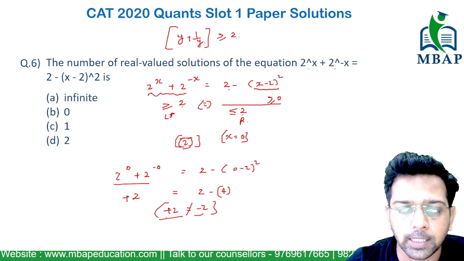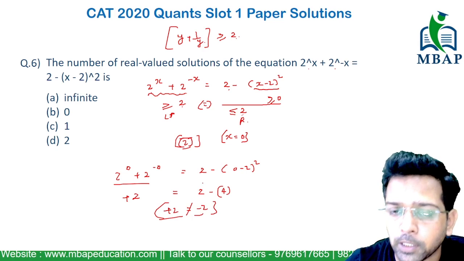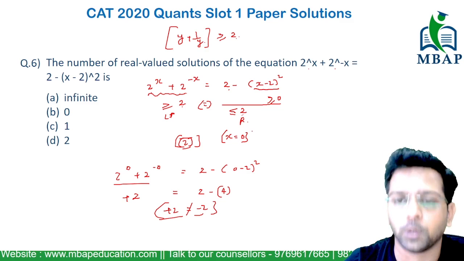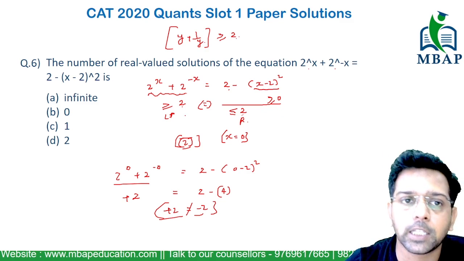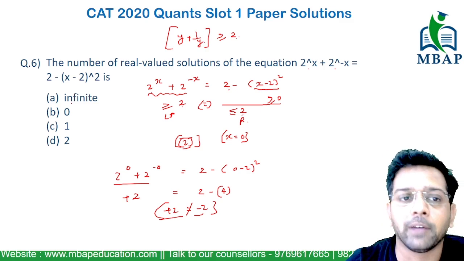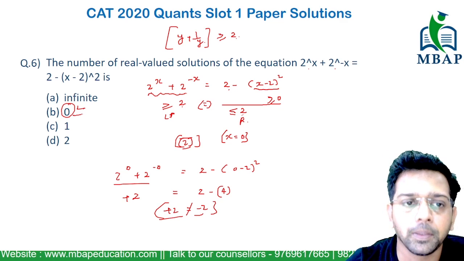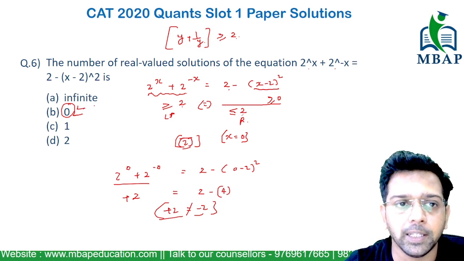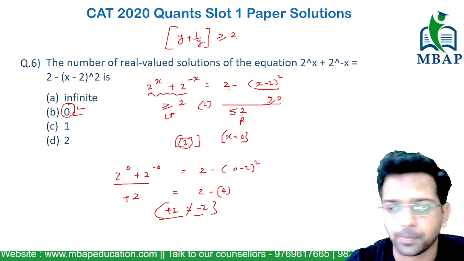So even in this case, I understood the expressions are not matching, even if I have to put x to be equal to 0. So hence, the answer for this question, the number of real valued solutions, will definitely become 0. There's no possibility where the expression will have any real value.